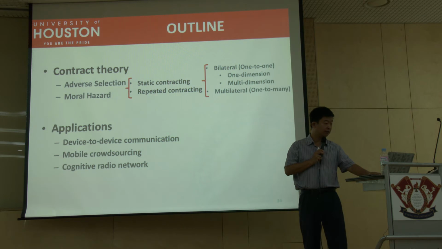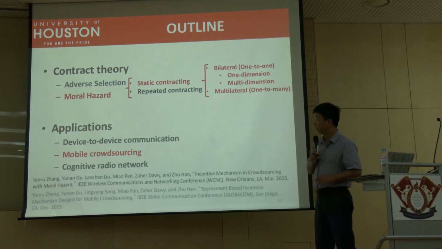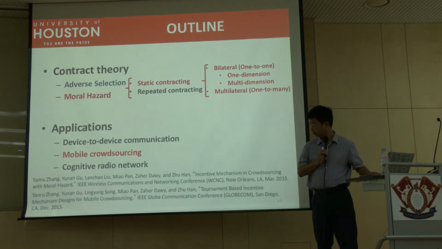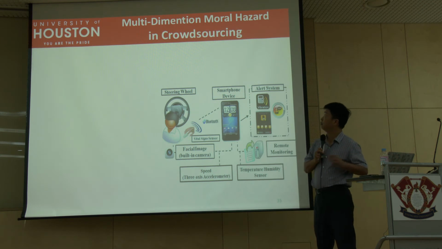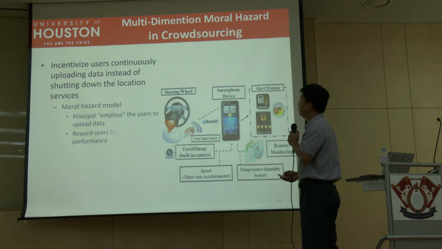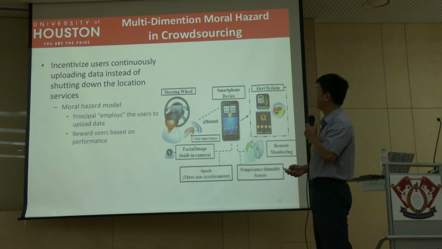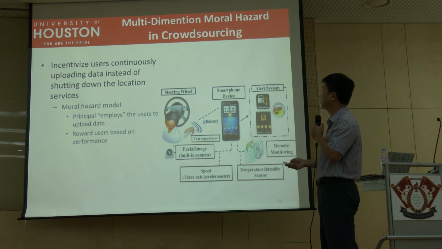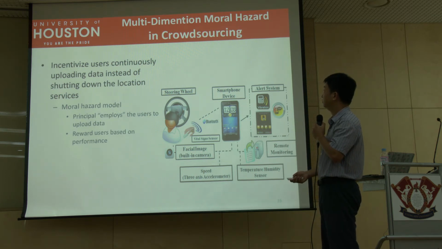Okay. And this is the first thing. The second thing is called mobile crowdsourcing. For mobile crowdsourcing, we have different users who continue to upload their location information. If it is shut down, then it will be better, I mean, better for the employee, such as they can save energy.